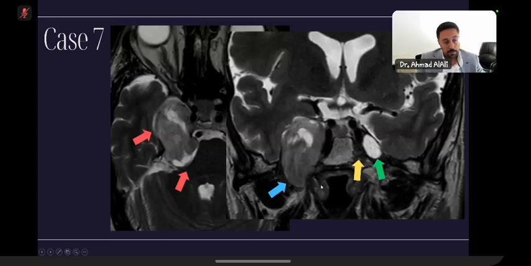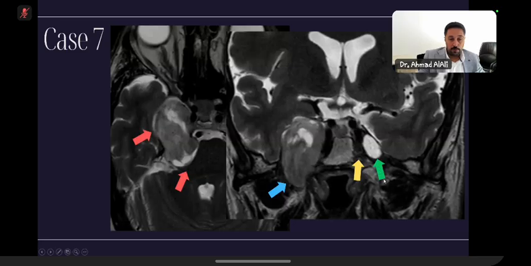The second case described by candidate number 4 is a lesion that is more heterogeneous, as you can see. There are foci of central cystic component and extracranial extension through the foramen ovale, which is widened, and this is typical for trigeminal schwannoma.